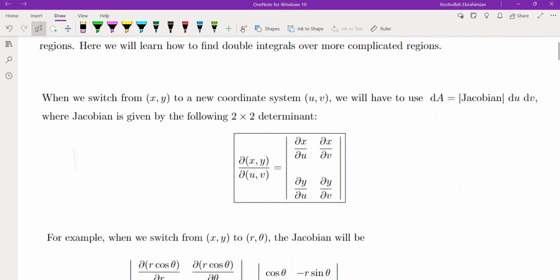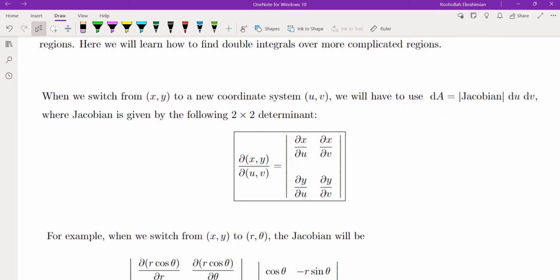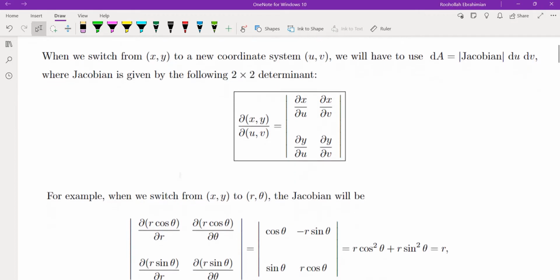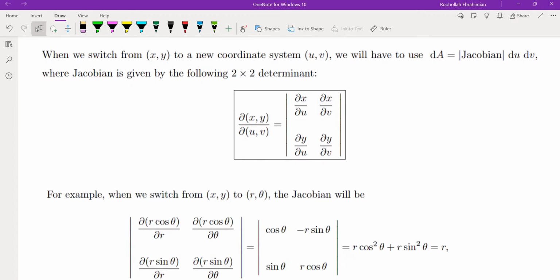So what is the general strategy? And then we're going to do some examples. The first thing is that when we switch from a coordinate system like xy to a new coordinate system uv, we have to replace dA by the absolute value of the Jacobian times du dv. The Jacobian factor is the one that allows us to switch from dA to du dv.